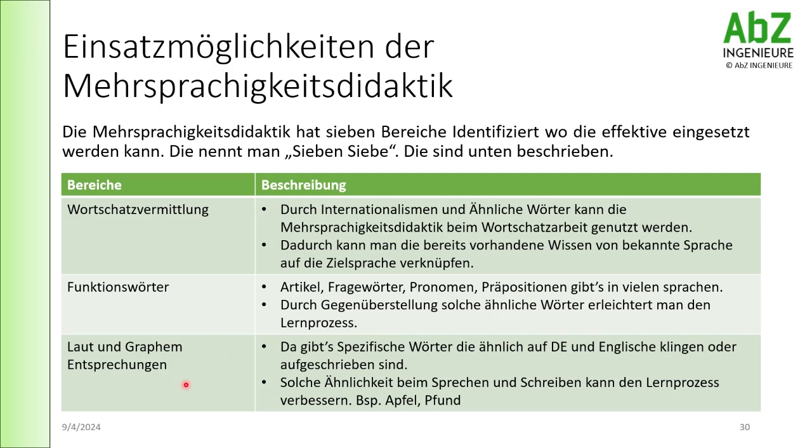Laut and Graphem Entsprechungen. So, how a word is being pronounced in German and how a word is being pronounced in English and how they are written. There will be similarities in these aspects as well. A typical example is house, H-A-U-S in German, H-O-U-S-E in English. But the pronunciation is the same. So, you are going to identify those kinds of words between those two languages and then help the students remember the Redemittel in the target language.